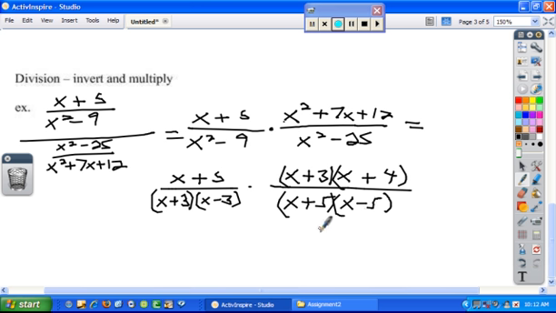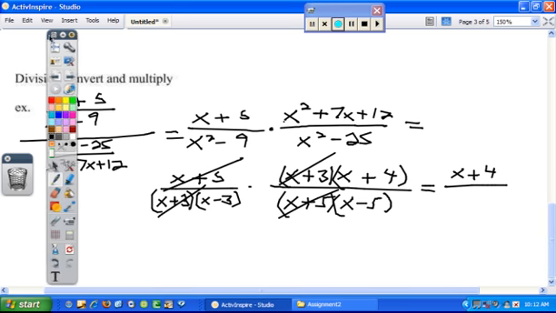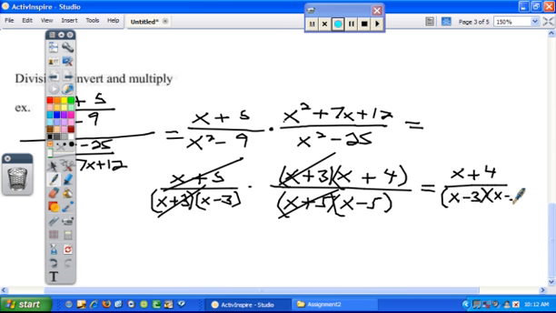And now, for multiplication only, because this is now a multiplication problem, not addition, not division, you can simplify by crossing out diagonally or up and down, but never side to side. So it looks like I've canceled everything I could cancel. Final answer, x plus 4 on the top. On the bottom, I have x minus 3 times x minus 5. And I'm going to have you leave it that way. There's no need to FOIL it out because sometimes it's actually more helpful to keep it factored. It just kind of depends on the situation.